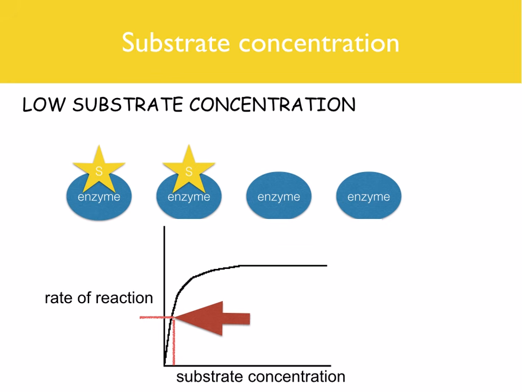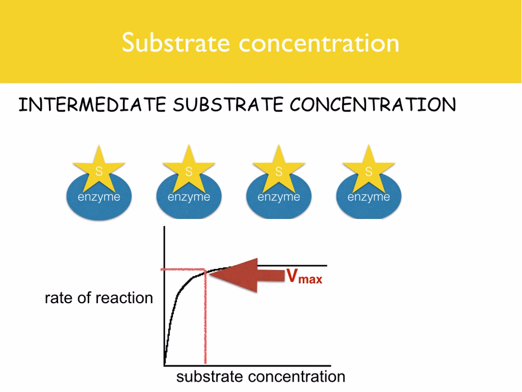So let's have a look at what happens when you've got low substrate concentration. At low substrate concentration, there are too few molecules to occupy all the available active sites. So in this case, you've got 4 enzyme molecules and 2 substrate molecules, which are represented by the yellow stars. So the rate of reaction is going to be where that arrow is. It's only going to be half the maximum possible for the number of enzyme molecules available. So your rate of reaction is going to be where that red line is, and it hasn't reached its maximum rate yet.